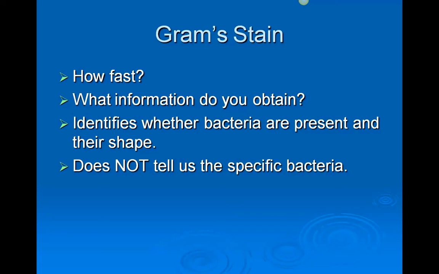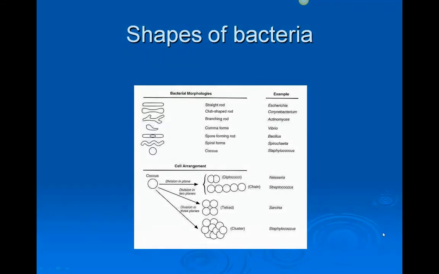So if we do your cerebral spinal fluid and we check it with a gram stain and it says there's nothing there, we might say then, okay, we've determined that if you have meningitis, it must be viral because we didn't have any bacterial agents present. A gram stain is fast, but it doesn't tell us the specific bacteria type. It does tell us the shape.